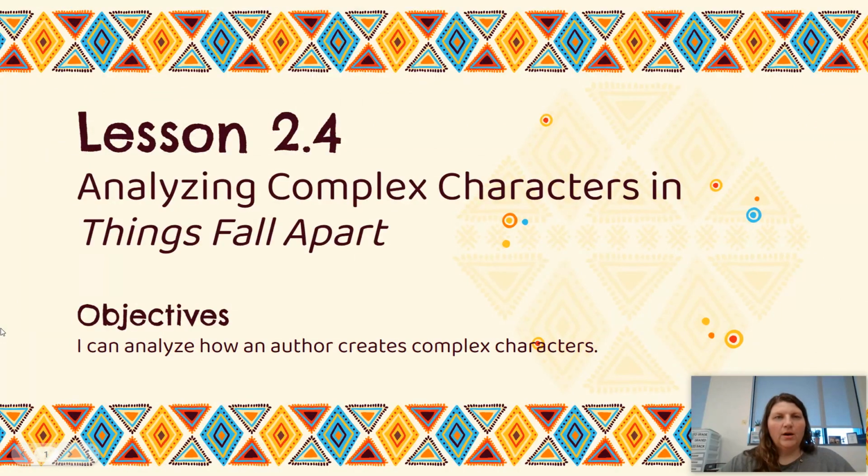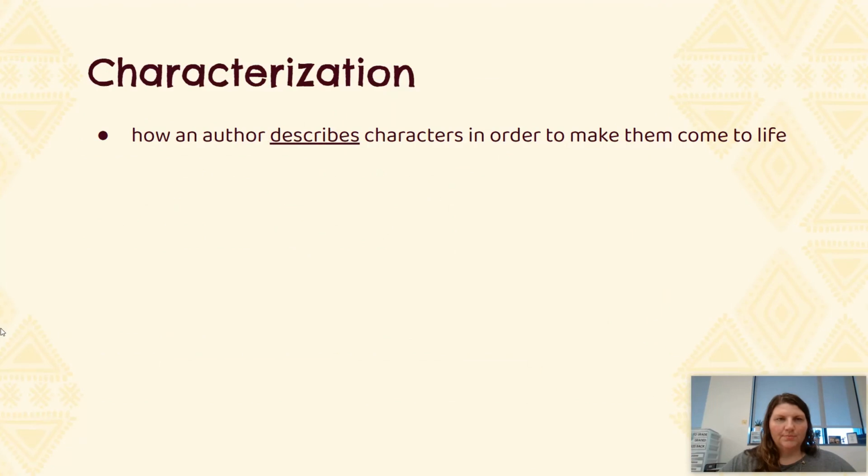In this video, we are looking at analyzing complex characters in the novel Things Fall Apart. Our objective is to analyze how an author creates complex characters. Let's talk first about characterization. Characterization is how an author describes characters in order to make them come to life.